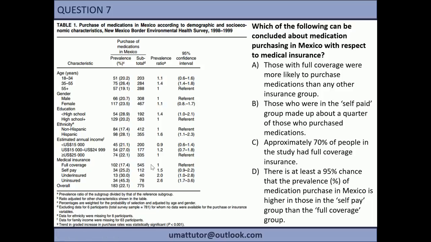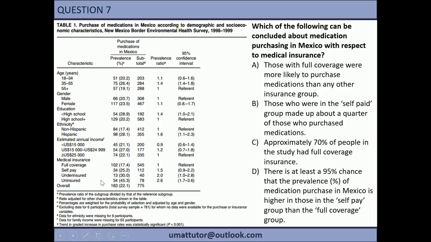Option B, those who were in the self-paid group made up about a quarter of those who purchased medications. So now we're looking back at that first column, because we're looking at the raw number of people in the self-paid group who purchased medication, which is 34, as we can see there. And the option is saying that that number there is about a quarter of the total number of people who purchase medications. So we have to work out if 34 is about a quarter of the total number here, which is 183.